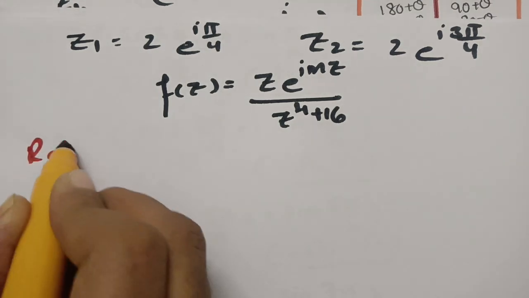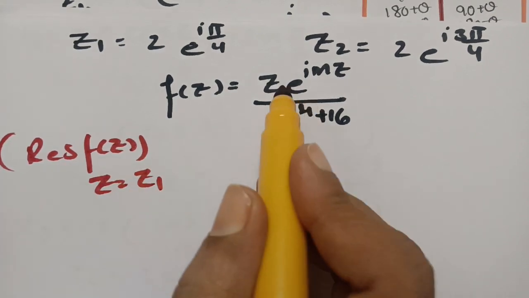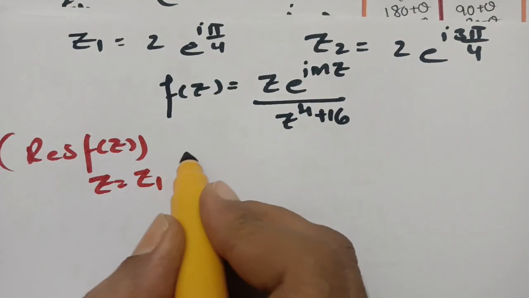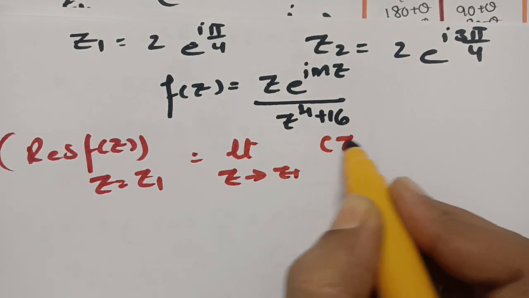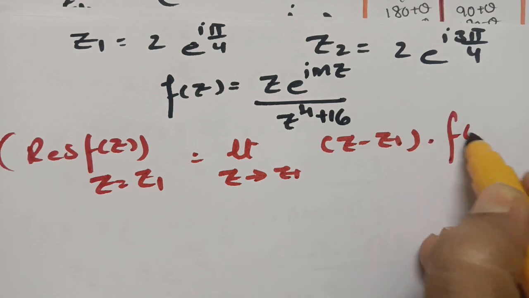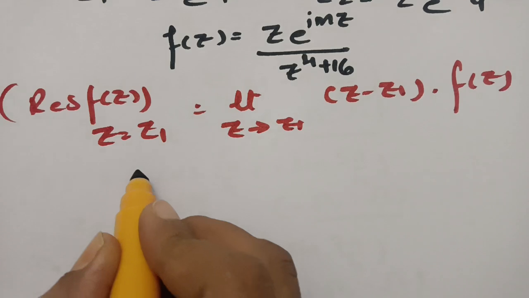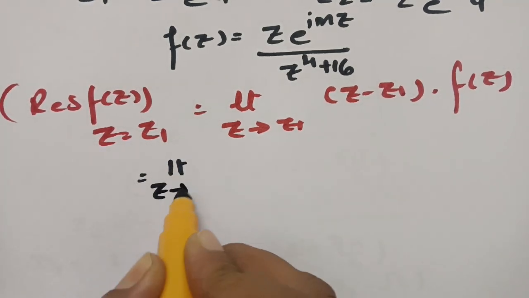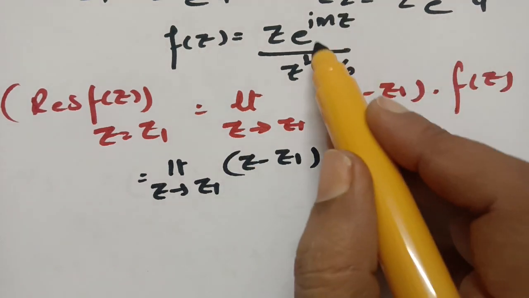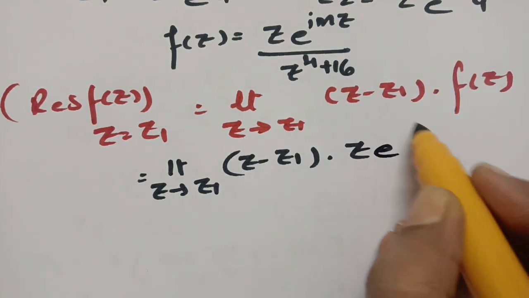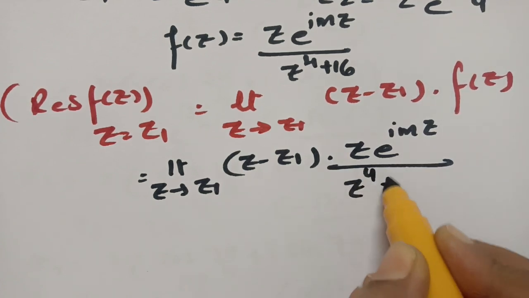That is the residue of f(z) at the point z = z1. The first value is z1 equals the limit as z tends to z1 of (z minus z1) into f(z), which is the formula. So here, what is our f(z)? The value of f(z) is nothing but z into e^(imz) by z^4 plus 16.